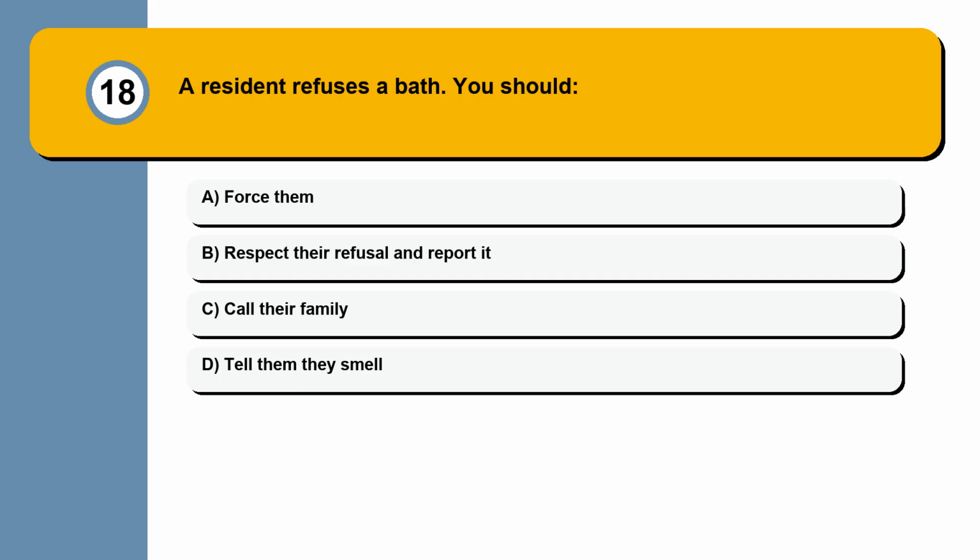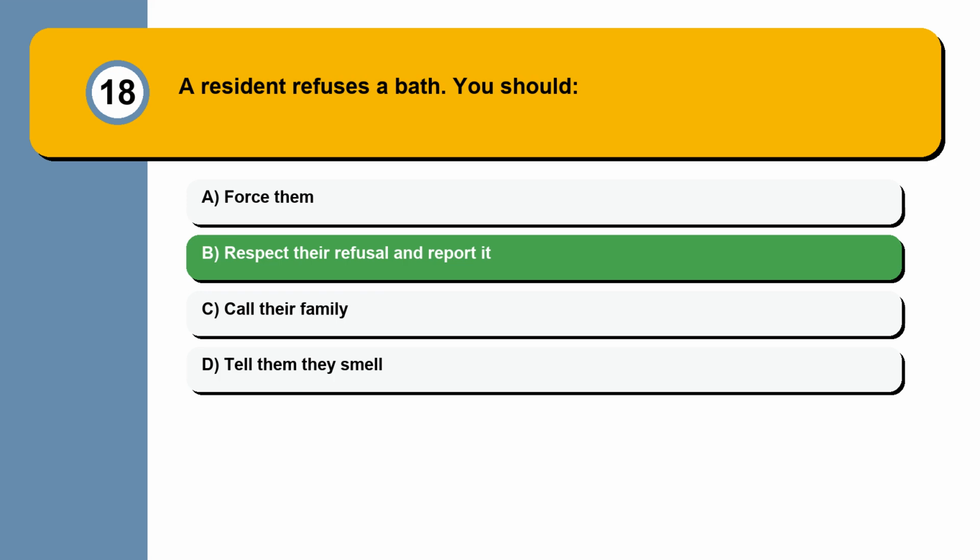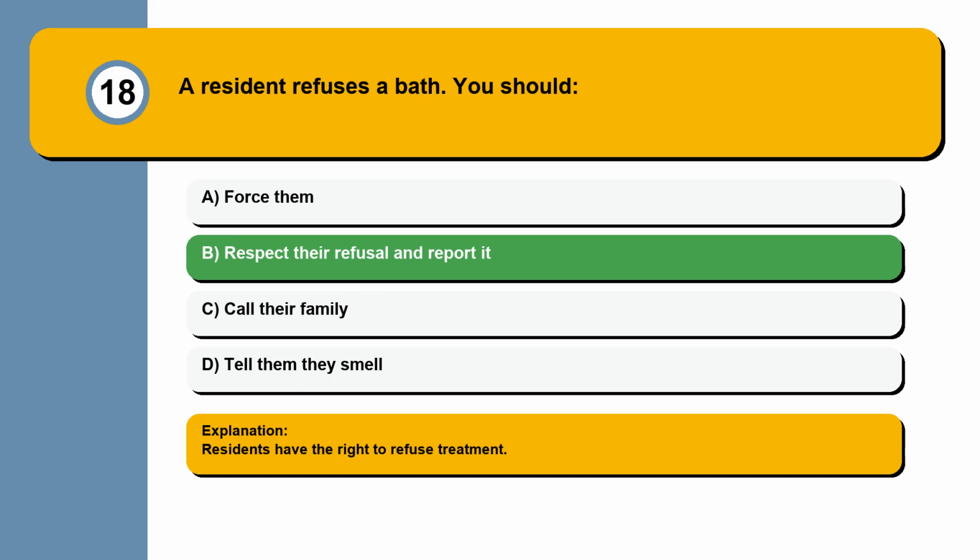Question 18. A resident refuses a bath. You should force them. Respect their refusal and report it. Call their family. Tell them they smell. Residents have the right to refuse treatment.